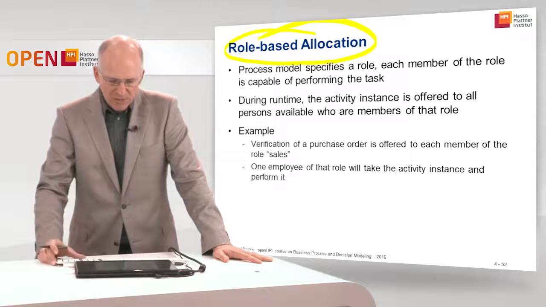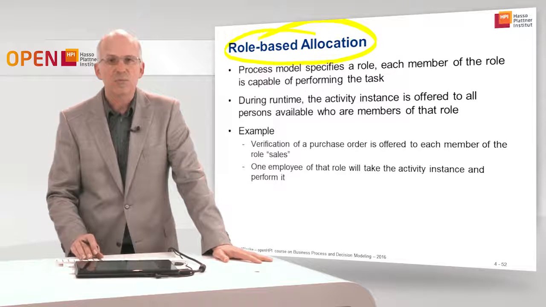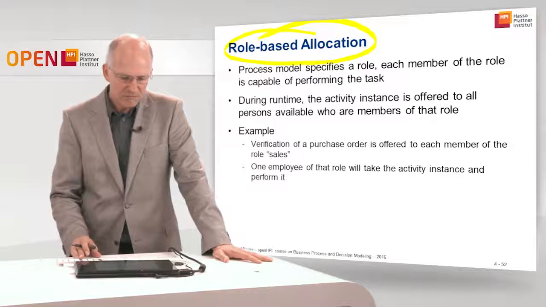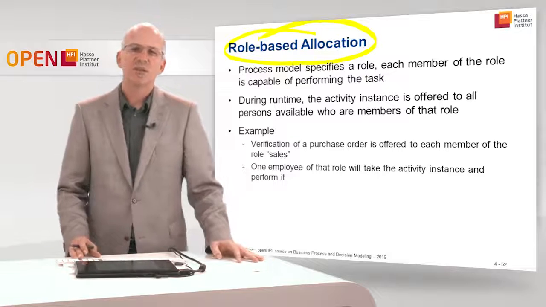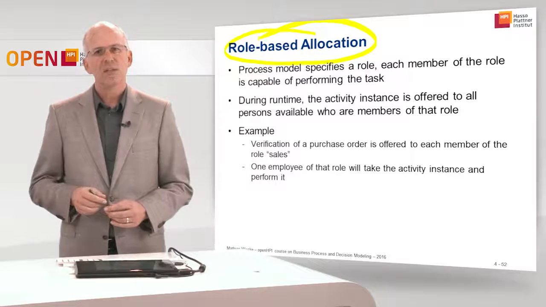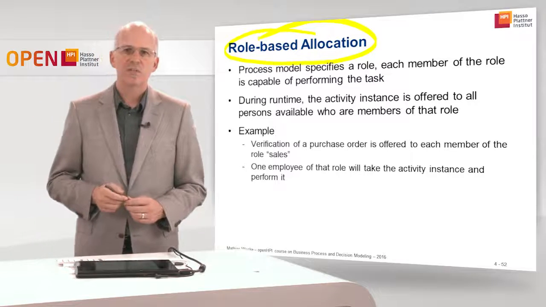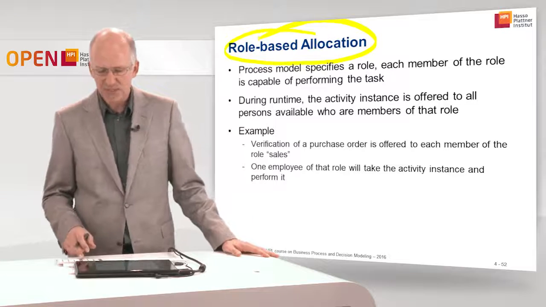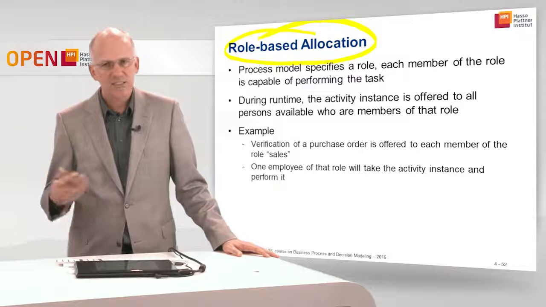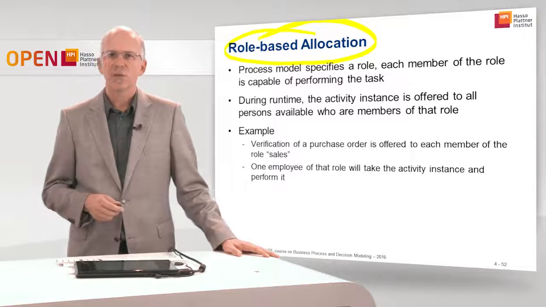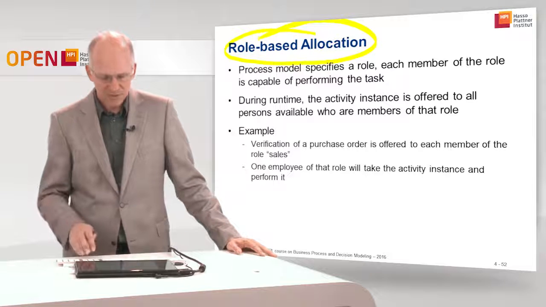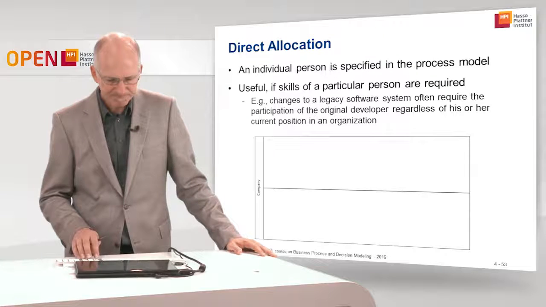One employee of that role will take the activity instance and will perform it. That can be performed by using some kind of inbox mechanism, where you have an inbox similar to a mail inbox, where the things that need to be done in the context of a process are represented. You can select it, perform it, get the data automatically. That's basically the question: which infrastructure, which IT system to support the process execution you have in place.